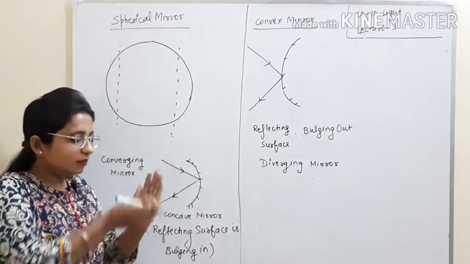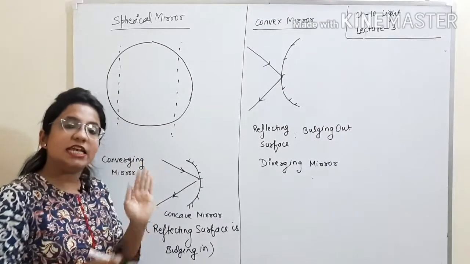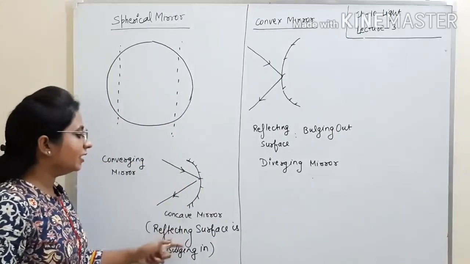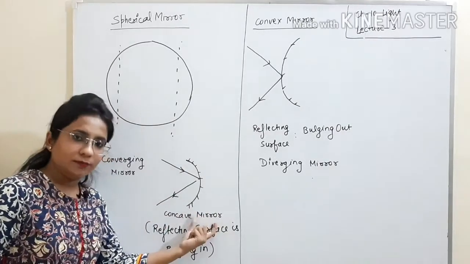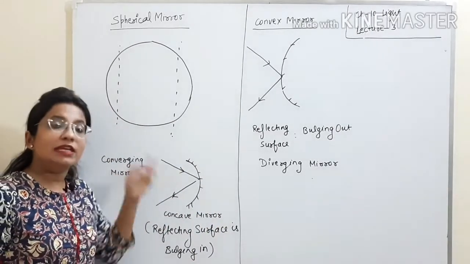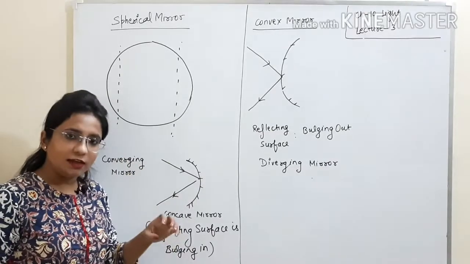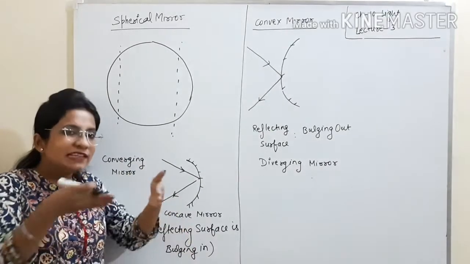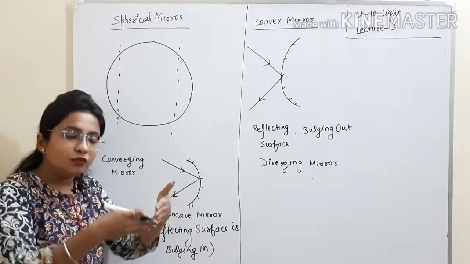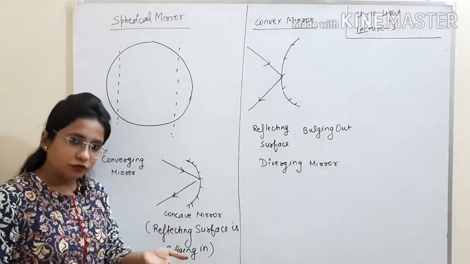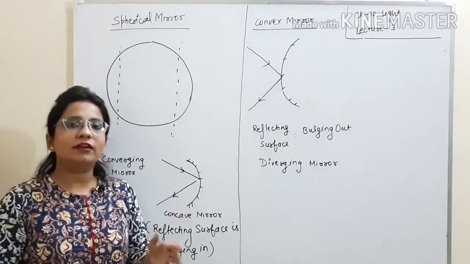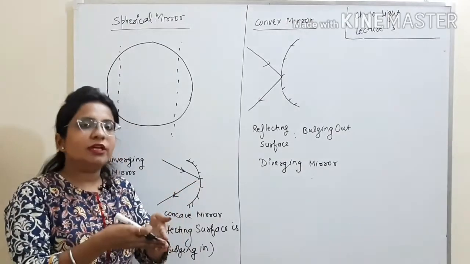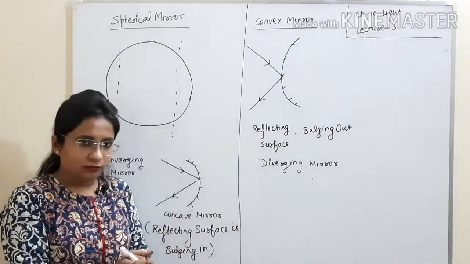A mirror whose reflecting surface is inside, bulging in, what do we call it? Concave mirror. It's a converging mirror, meaning whenever light falls on a concave mirror, all the light rays converge, come closer to each other after reflection. After reflection, all the light rays will come closer to each other and meet at a point.